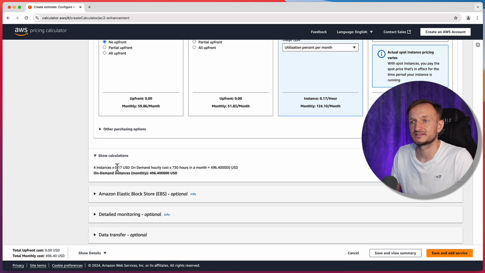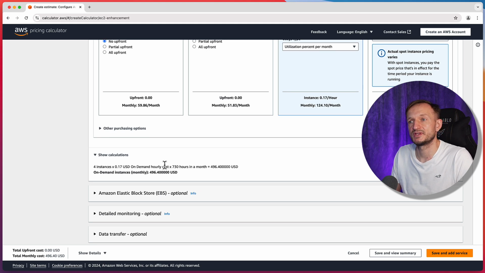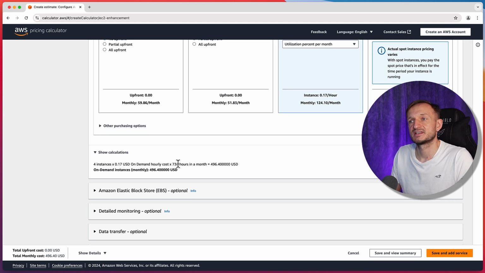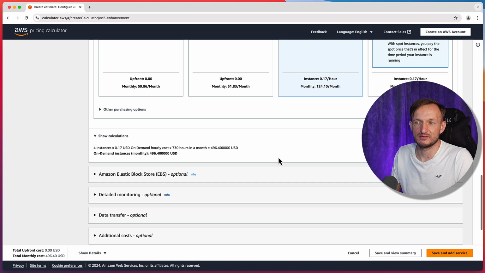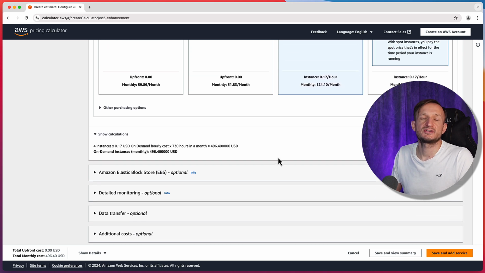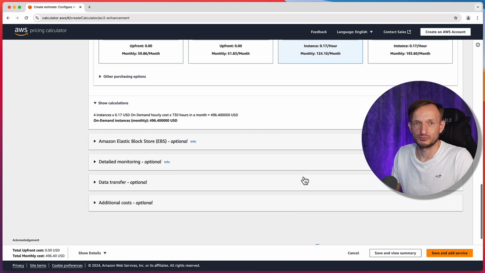Here, when we drop down this show calculation, we can see the total cost: 4 instances times 17 cents of on-demand hourly cost times 730 hours in a month gives us approximately $3 short of $500 a month. So this is a very simple approach to calculate beforehand what you want to do in AWS and how much it will cost.